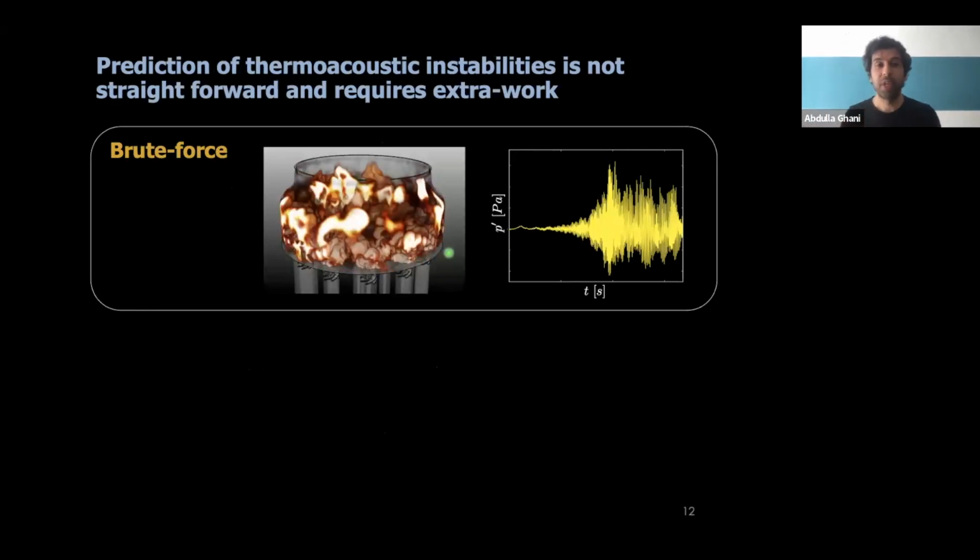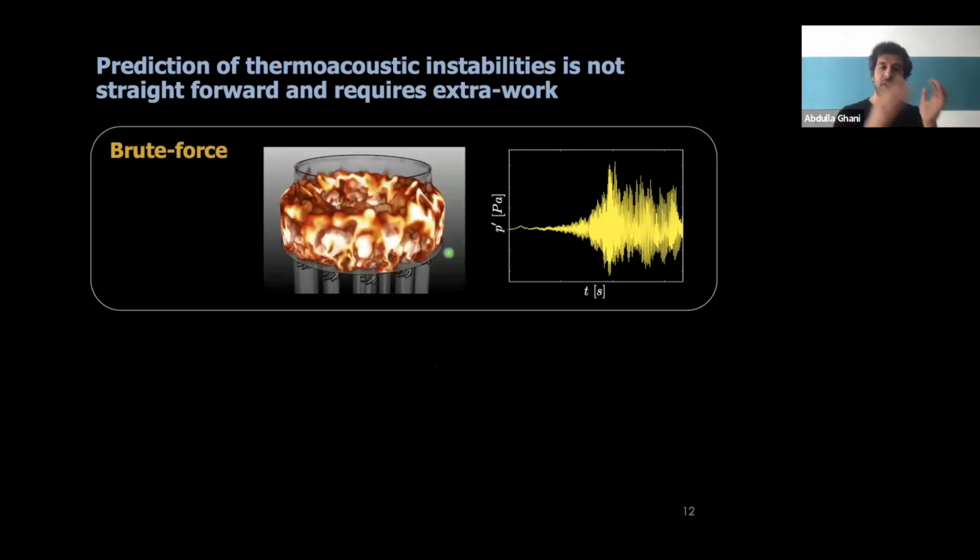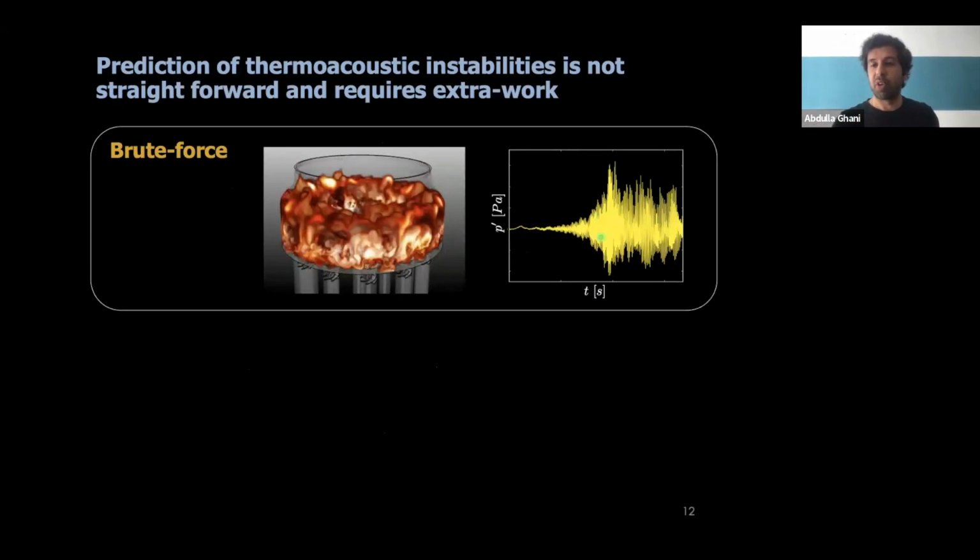So the first one is the brute force approach. This is the most simple thing you can do. You can call it trial and error approach if you want. You design your combustor, you build it, and then you test. Then you find out, by surprise, if your combustion chamber is stable or not. If you're unlucky, then you see this plot here on the right, where you see that at the beginning, your pressure fluctuations are kind of low, but with time and very rapidly, these instabilities grow, and you have these large pressure fluctuations appearing here as a limit cycle.